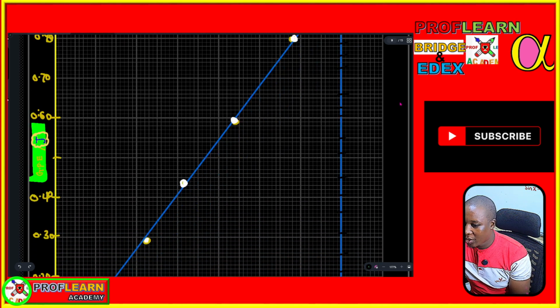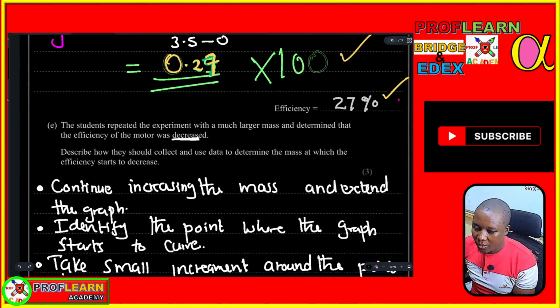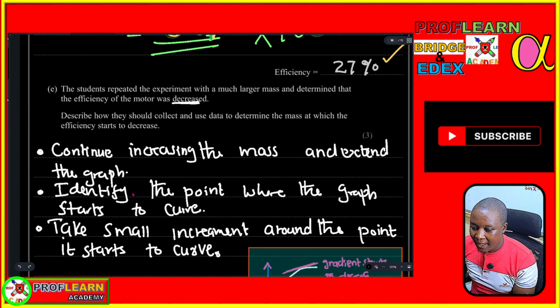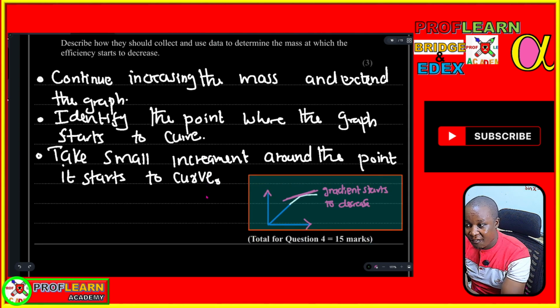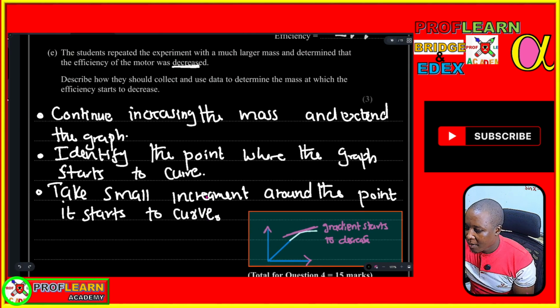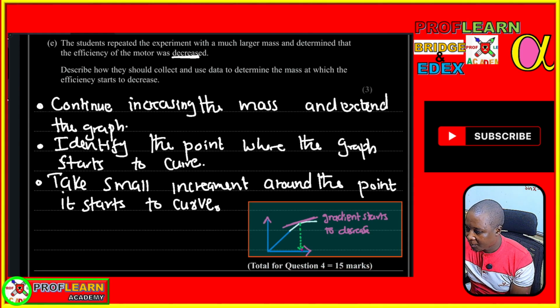This is exactly what we are going to do. Continue increasing the mass and extend the graph. Identify the point where the graph starts to curve. At that point where the graph starts to curve, take small increments around that point, and then we can be able to get a curve of best fit, so that we can identify at which mass, and at which energy, does it start to curve.